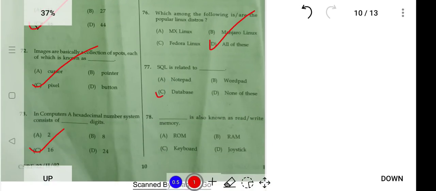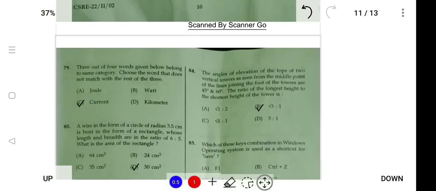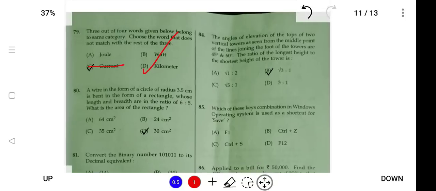SQL is a database. RAM is also known as read-write memory. It is read-write memory, that is RAM. ROM stands for read-only memory. Three out of four words given below belong to the same category. So the answer is kilometer, not current. All are units of energy except kilometer, which is a unit of distance.